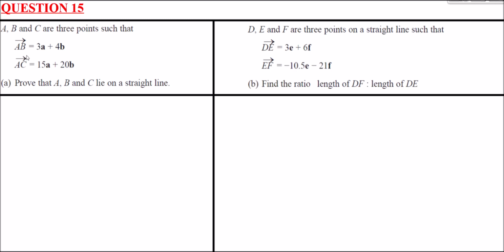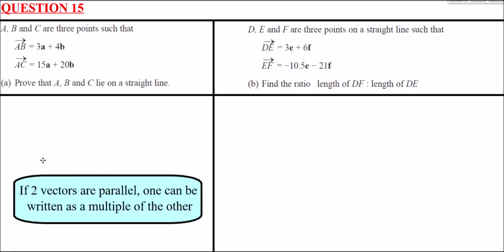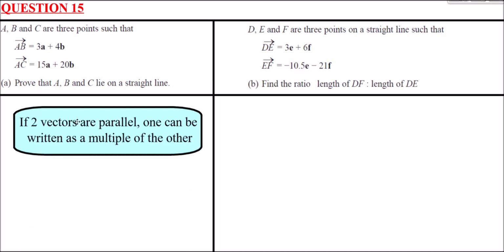So how do we prove that they're going in the straight line? To be technical, how do we prove that AB and AC are parallel? Well, there's a must-know fact. If two vectors are parallel, one vector can be expressed as a multiple of the other. So we need to know this. If two vectors are parallel, one can be written as a multiple of the other.